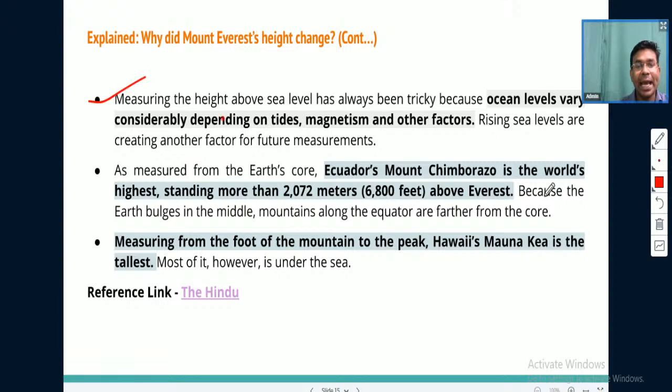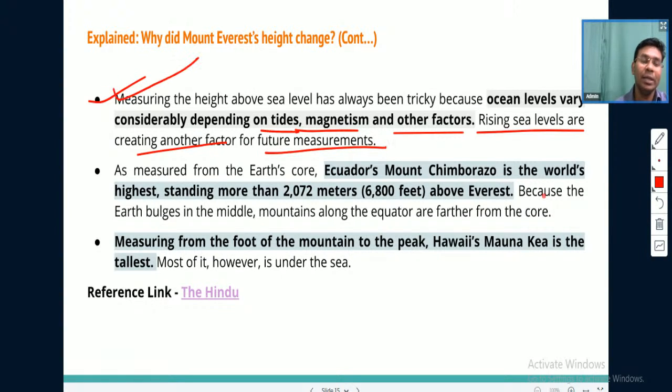So measuring the height above sea level has always been tricky because ocean levels vary considerably depending on the tides, magnetism, and other factors. Then rising sea levels are creating another factor for future measurements. So sea level is also changing, and if there is a tide at the time of measurement, it will bring some error in the measurement. So these are the concerns associated with measuring the height of a mountain.